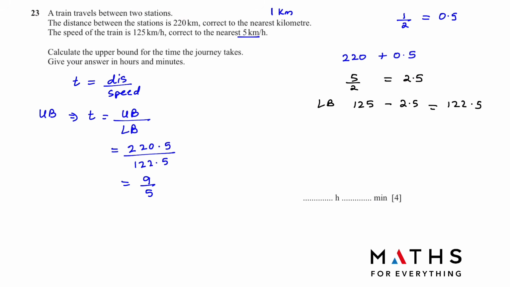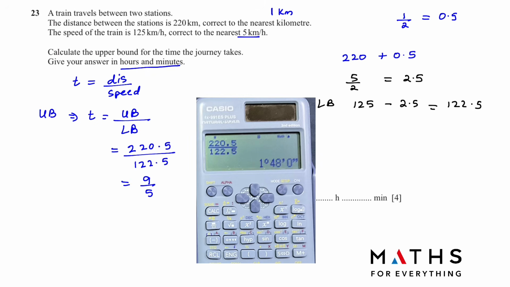You have to write the answer in hours and minutes. So when you input this fraction, you're going to get 9 over 5. Simply press this button and your answer will turn into hour and minutes. So how many hours? 1 hour and 48 minutes.